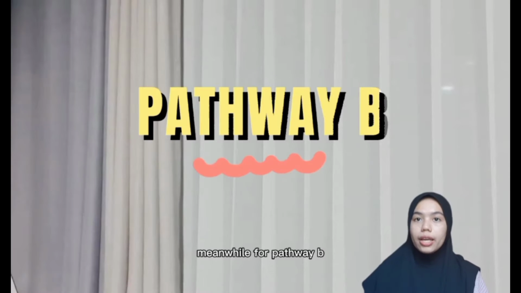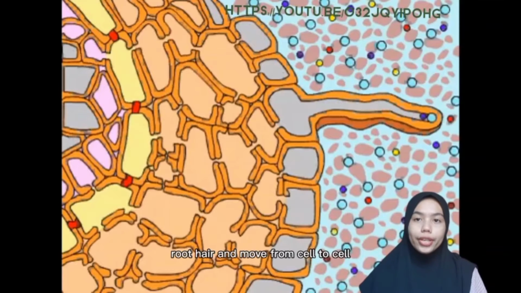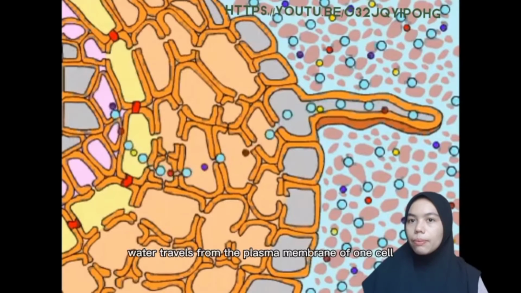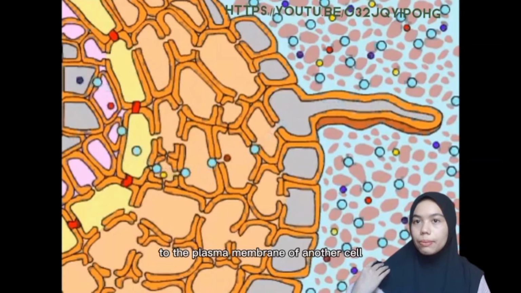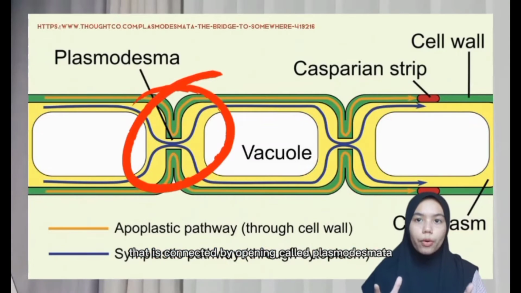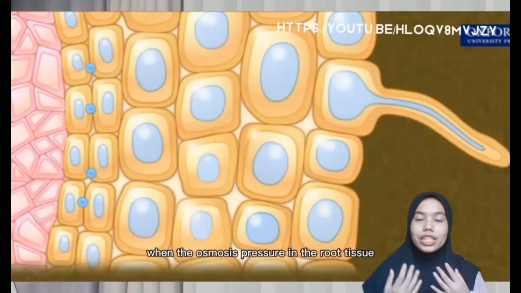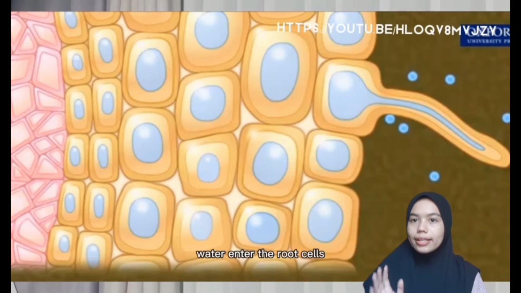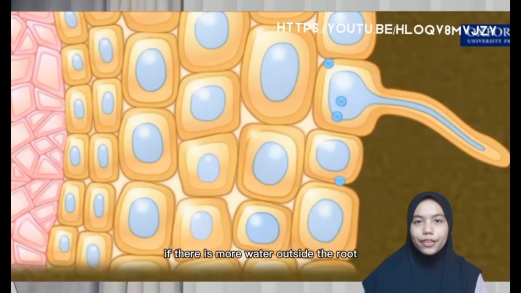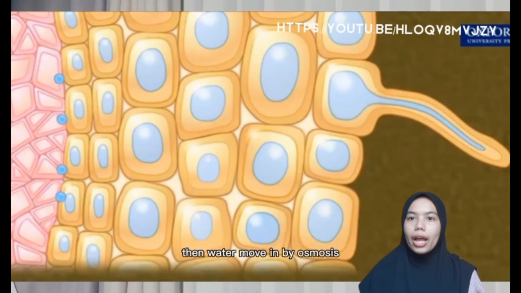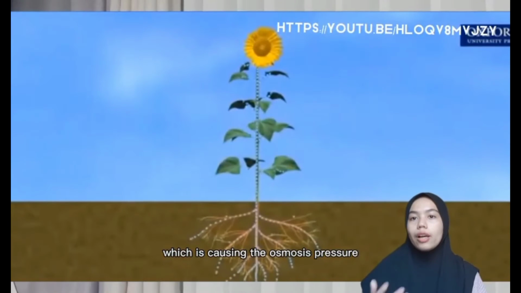Meanwhile, for pathway B, water and minerals can enter the root hair and move from cell to cell. Water travels from the plasma membrane of one cell to the plasma membrane of another cell that is connected by openings called plasmodesmata. When the osmotic pressure in the root tissue is lower than the soil solution, water enters the root cells. If there is more water outside the root and less water inside the root, then water moves in by osmosis, which is causing the osmotic pressure.